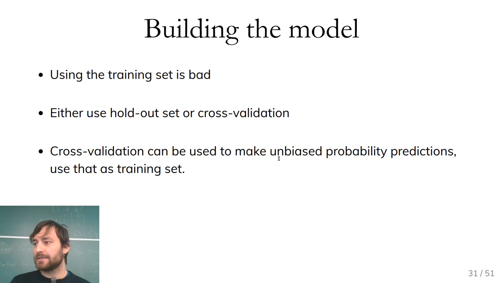One other note is how do you build this model? Using the training data set is bad because the model was built on the training data set, so it will be way too good on the training data set. It will be way too optimistic. So you can either use a holdout set to train this calibration model, or you can use cross-validation. So fitting the isotonic regression or the sigmoid, you can do using holdout or cross-validation.